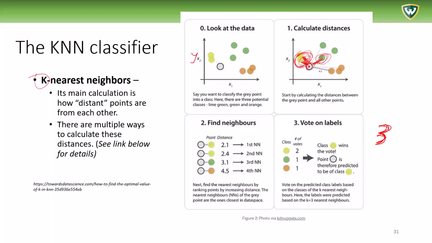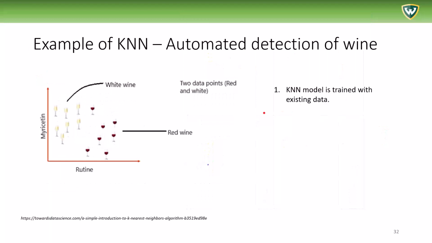So it would assign it to maybe the yellow in this case. So I think we kind of went over here. I had another example just in case we needed, but automated detection of wine. Let's say you have two variables to measure wine, routine and myricetine. So these are kind of like wine characteristics.